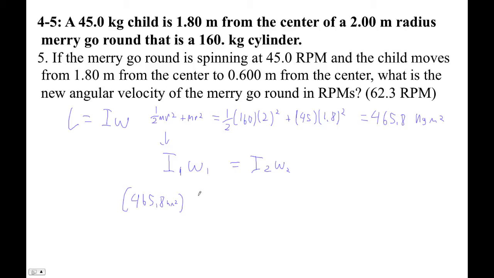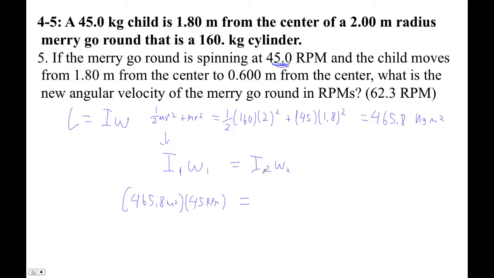And let's see, if the merry-go-round, so 45 must be our original velocity. It's already spinning at that speed, right? So I'm going to put 45 RPM. And then what's the new RPM?